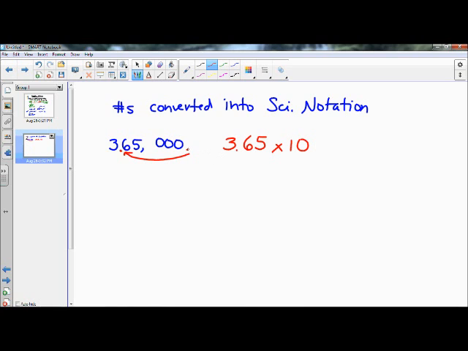Now I'm going to count how many places that I have to move the decimal to go from here to here. So that's 1, 2, 3, 4, 5 decimal places. Now the last thing I have to ask myself, is that a positive 5 or a negative 5? Remember, positive exponents mean the original number had a value of greater than or equal to 1. Well, 365,000 is obviously greater than 1, so this will be a positive 5. All right, let's look at another example.